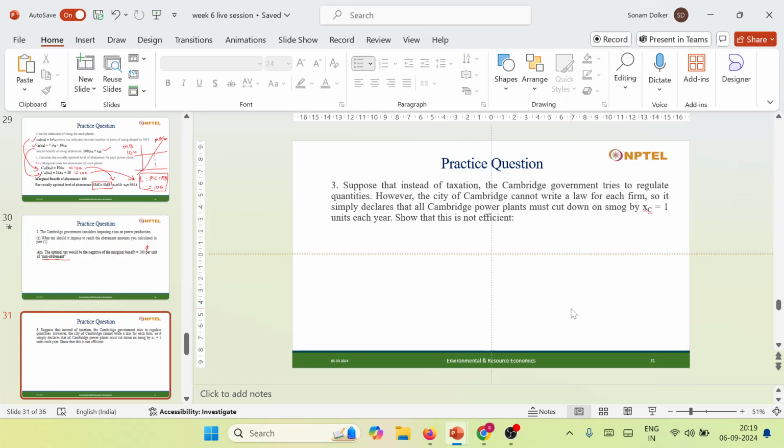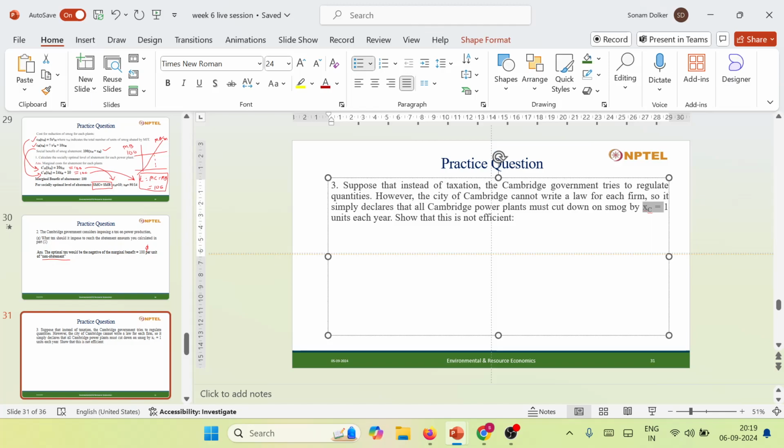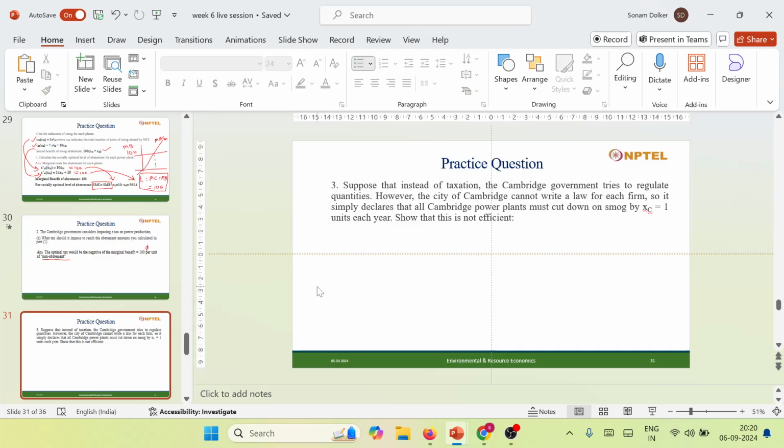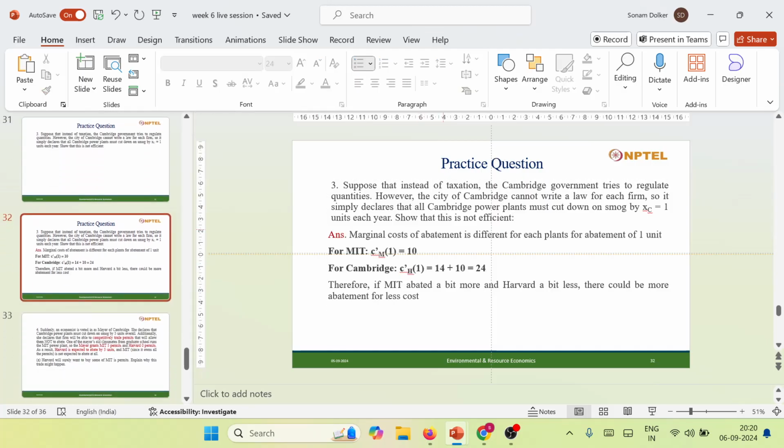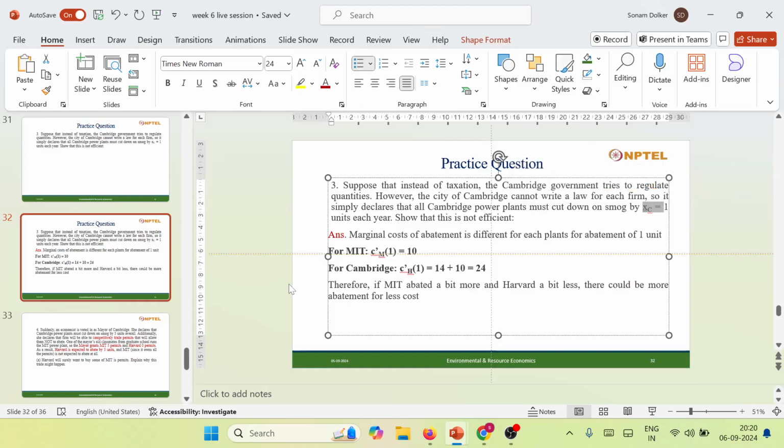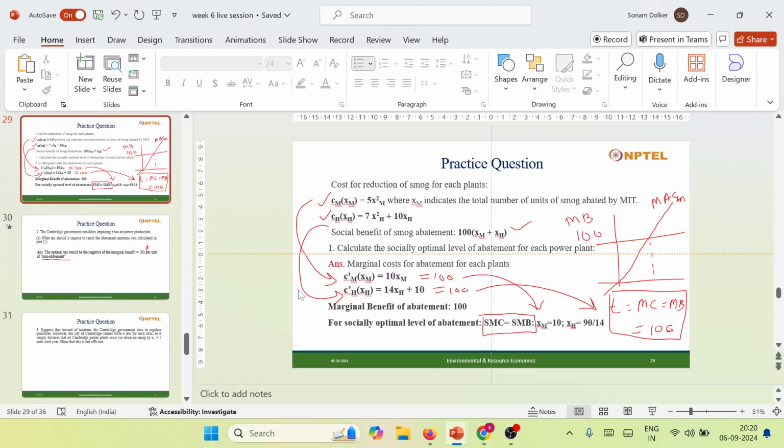So now we are saying that a uniform standard is given for each of the plants, where they are mandated to reduce the smoke production by 1 unit each year. So we have to show that it is not efficient, right? So the marginal cost of abatement for each of the plants is different. For MIT plant, if we have to abate 1 unit, then it will be 10, because the marginal abatement cost is 10 xm, where xm value will be 1, right? So for MIT plant, it will be 10.